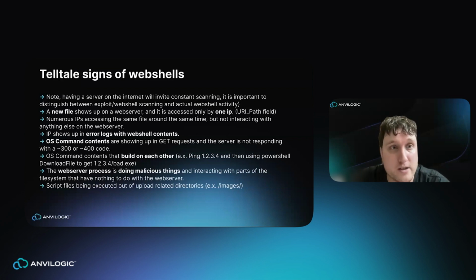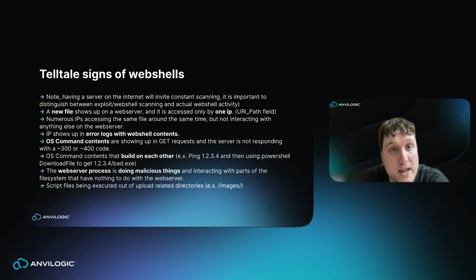So as far as telltale signs go, if a new file shows up on a web server and only one IP is accessing it, that's fairly easy to contain and analyze. You'd want to get a copy of the file to see what it's doing or what it can do. If it's malicious, obviously you can block the IP that's doing it and take the file down, but you'll want to figure out how it got on the server in the first place as well.